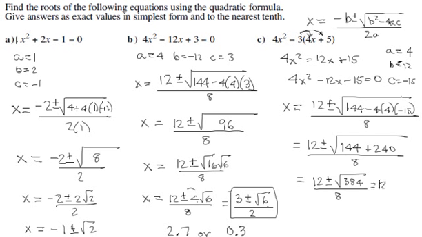So this is 12 plus or minus root 64 root 6 all over 8, which is 12 plus or minus, the square root of 64 is just 8, and then we have root 6 over 8. Again, these aren't all divisible by 8, unfortunately, but they are all divisible by 4, so we'll do that. 12 divided by 4 is 3. 8 root 6 divided by 4 is 2 root 6, and 8 divided by 4 is 2.